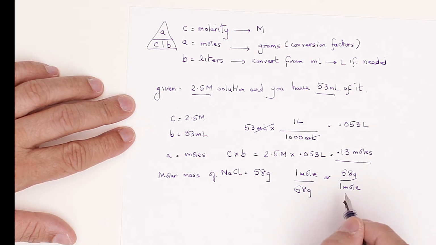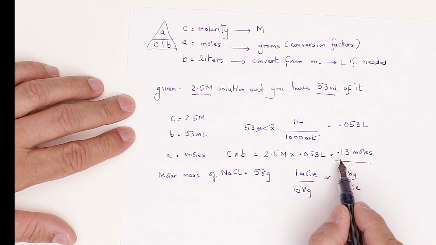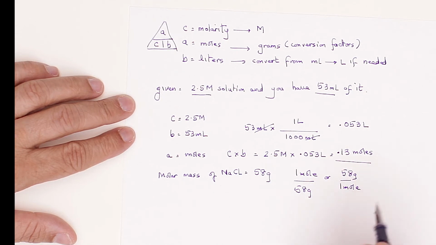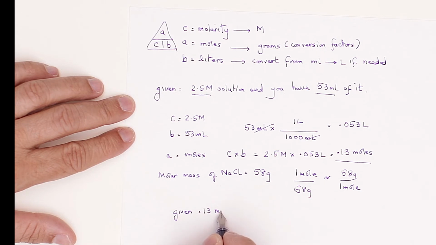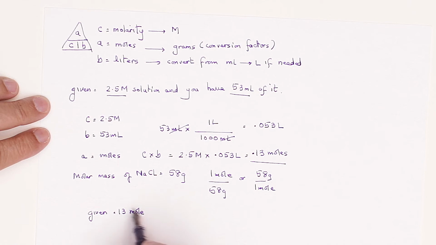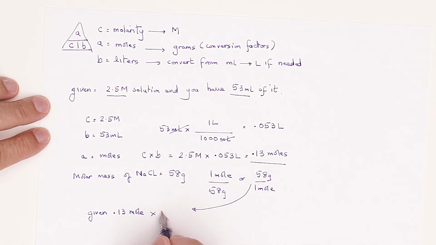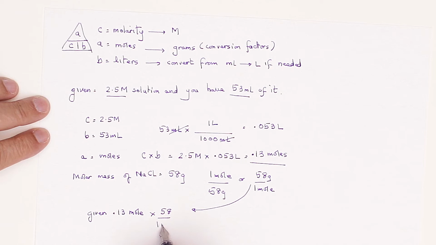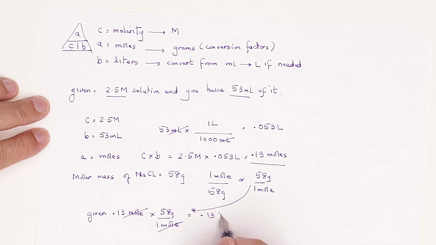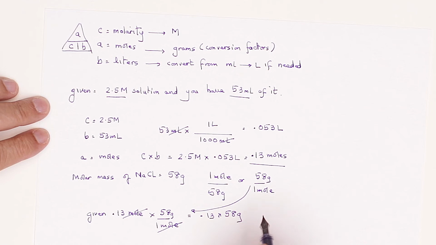And we're going to pick one of these conversion factors. So we have the moles. We have 0.13 moles given to us. So the given at this point is 0.13 moles. This is the last part of the problem we're trying to solve, to calculate the number of moles. So given 0.13 moles, we're going to multiply this by this conversion factor: 58 grams divided by 1 mole. Mole cancels out. So it's 0.13 multiplied by 58 grams, and this is equal to 7.69 grams.